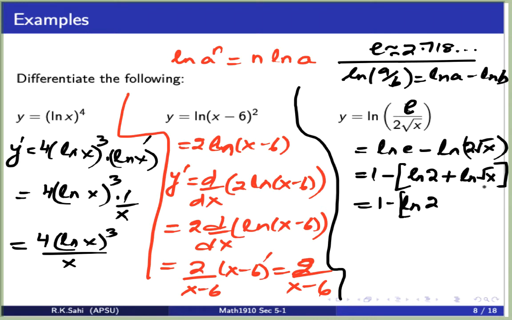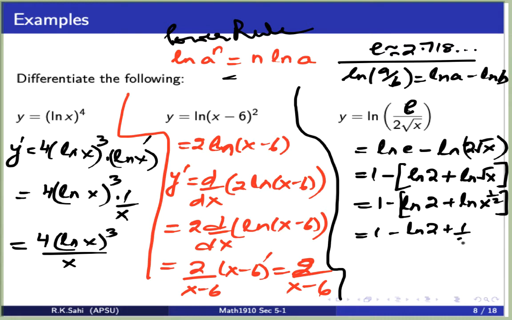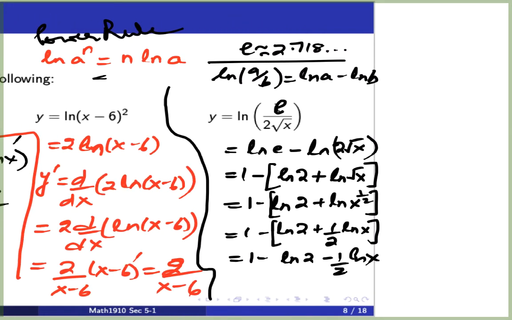Natural log of square root of x is what? It's natural log of x to the power half. So we are going to apply the power rule, guys. What do you get? We have 1 minus, you can take natural log of 2 plus half natural log of x. Remember, I have not yet distributed my negative. Now we can distribute the negative. So we have 1 minus natural log of 2 minus half natural log of x. So we have nicely written down the simplest form we can do.